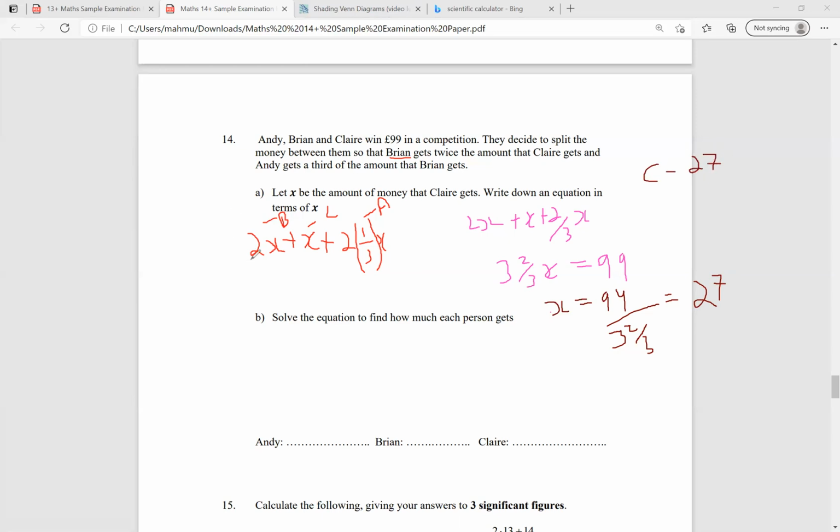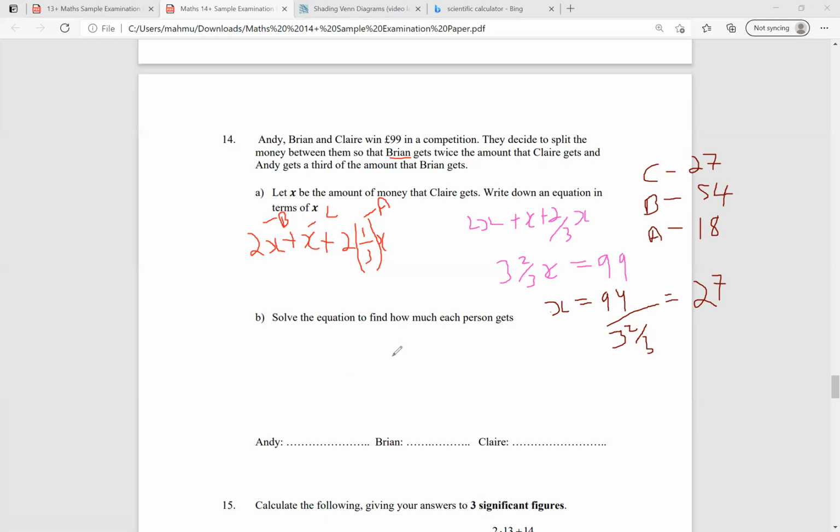Brian got double Claire, so Brian got 2 times 27, which is 54 pounds, right? And Andy got a third of what Brian got. So 54 divided by 3, a third of 54, which comes to 18. So that's what each one of them got. Claire got 27 pounds, Brian got 54 pounds, and Andy got 18.